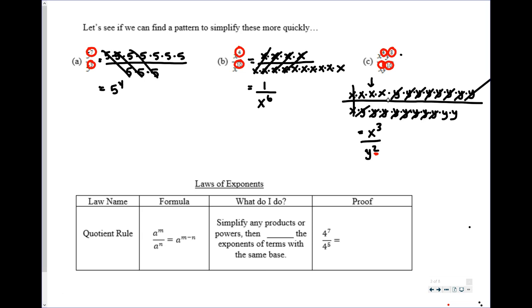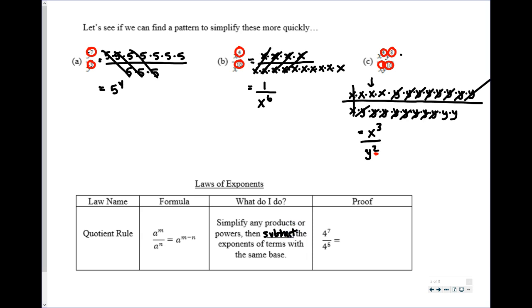Now, in terms of where the number falls, we're going to talk about that, but you have to subtract the exponents to get a new exponent. So that's our third law, called the quotient rule. Okay, and that's saying, look, if we have 2 things with the same base, you just subtract the exponents. Okay, so you're going to simplify any products or powers. We're going to talk about that next. Then you subtract the exponents with the same base.